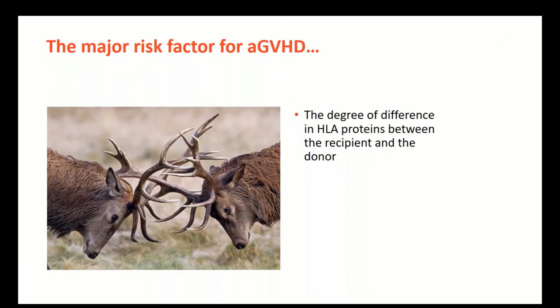And the major risk factor for this disease is really the degree of difference in the HLA proteins between the recipient and the donor. So you might remember that when we're doing a stem cell transplant, an allogeneic one at least, the main thing we're trying to match between the donor and the recipient are some important proteins that live on our cells called HLA proteins. And the more difference there is between the donor and the recipient, the higher the chance that you're going to see that butting of heads that we mentioned at the start. And that tends to be by far and away the biggest risk factor for acute graft versus host disease.